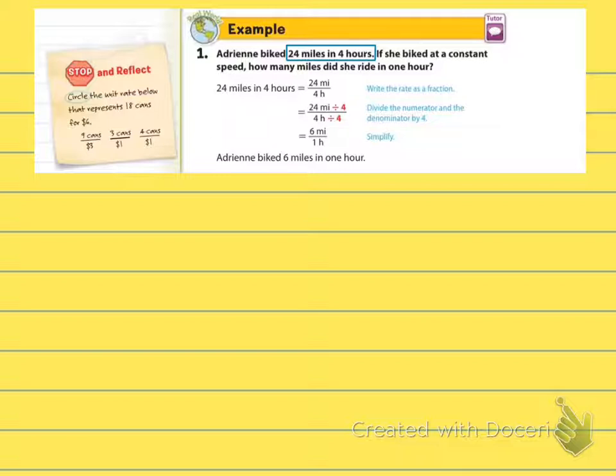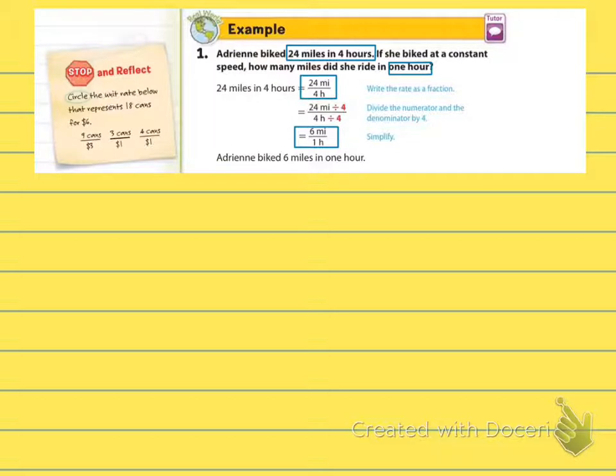So you would simply write it as a fraction using the units of measurement. You have to have the words in order for it to be considered a rate, or it would then be a ratio. So you can see how they did 24 miles over 4 hours. Well, because it's asking you how many does she ride in 1 hour, they want a unit rate. You're going to look at the 24 and the 4 and divide by 4, because you want your denominator to be a 1.